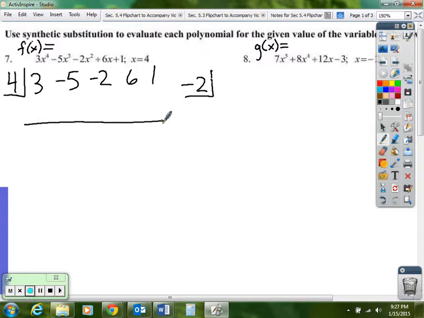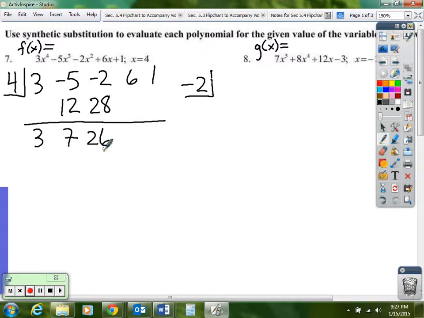Leave a space, draw the line, drop the first term, and then of course we're up to our series of multiplying and adding. 4 times 3 is 12. Added to negative 5 is 7. 4 times 7 is 28. Added to negative 2 is 26.